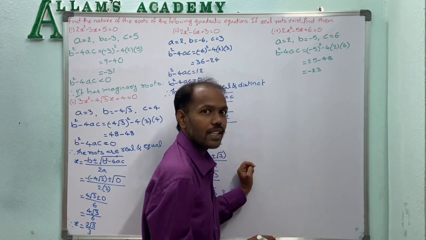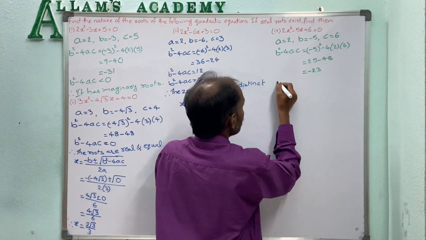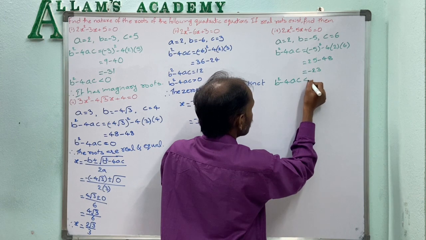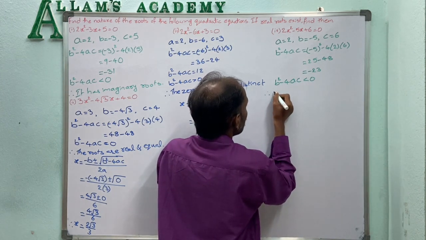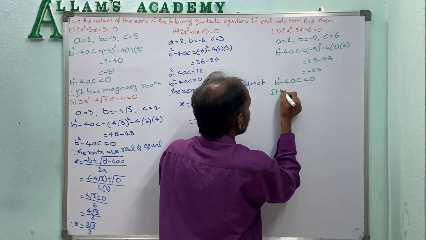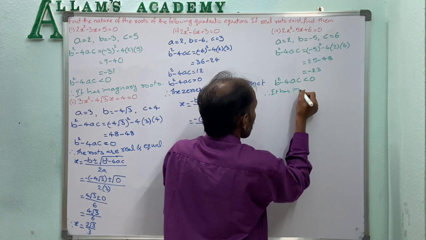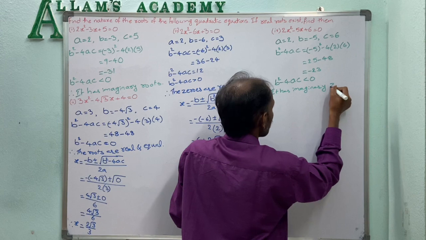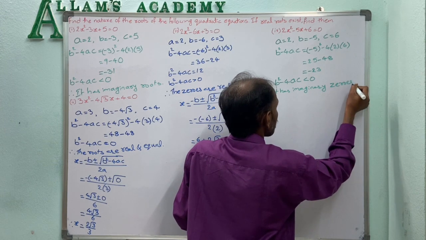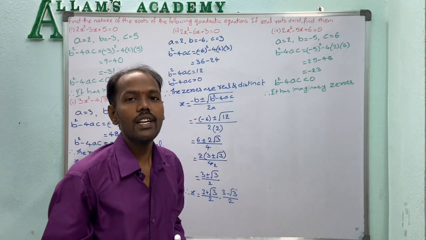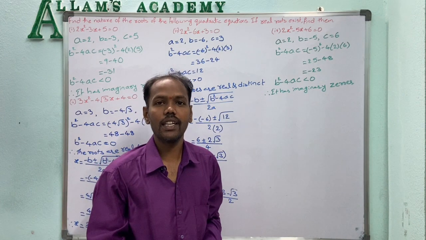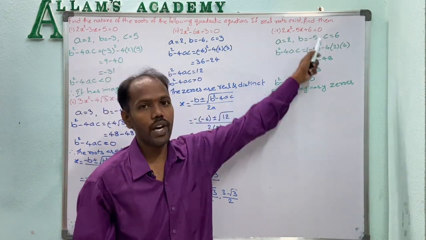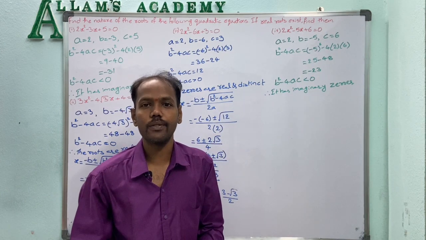So minus 23 is a negative term. So b square minus 4ac is less than 0. Now it has imaginary roots or imaginary zeros. So we can't find the zeros of the quadratic equation 2x square minus 5x plus 6 equal to 0.